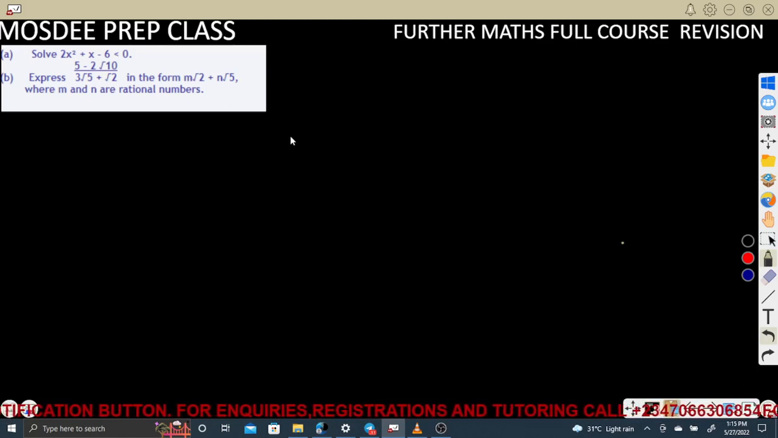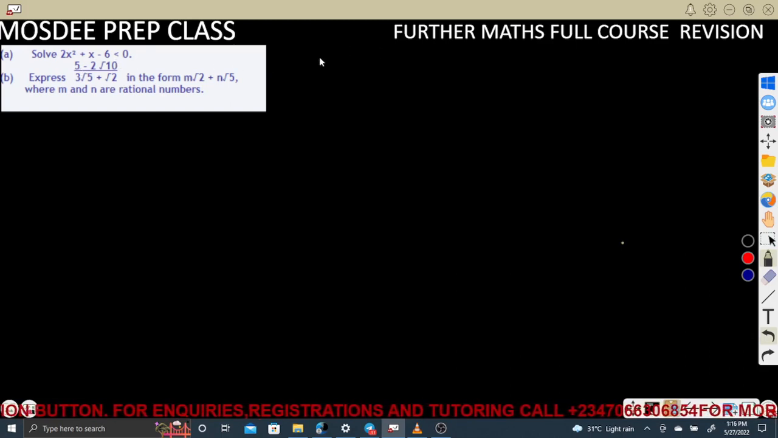Maybe I will not be solving it all. I will be leaving most of them for you to finish up, but I will take you through the thought process. So let's get started with the first one. I think the first one is one of the most important questions you could expect for further math under the aspect of pure math, which is section A: solving a quadratic inequality.